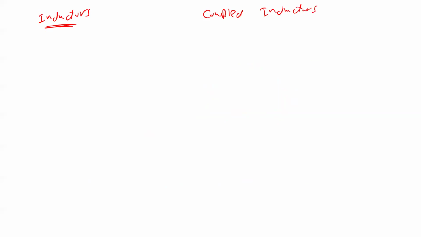Coupled means connected, coupled inductors. There are some similarities and differences, but you need to understand they are somehow different. So you will see right now what I mean, because this is something new. I did not teach you this one before, okay?